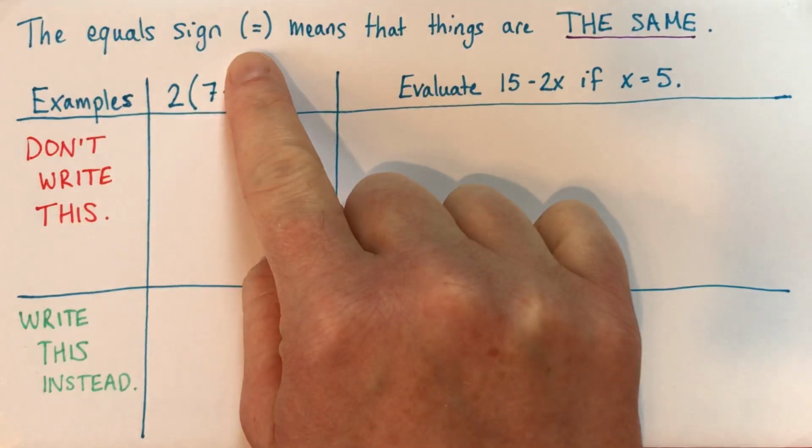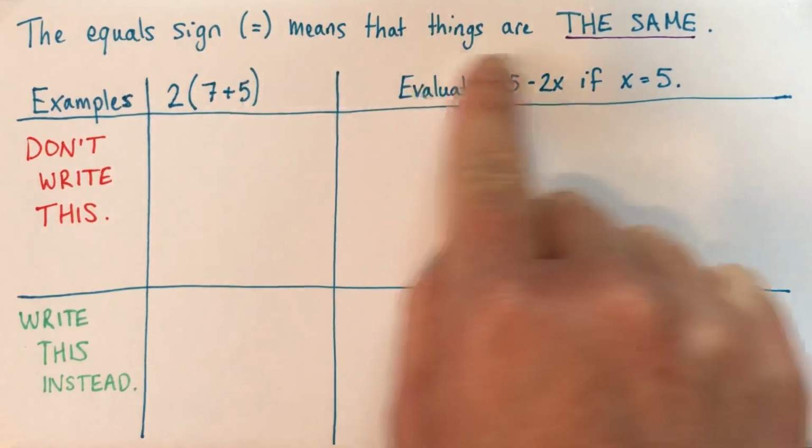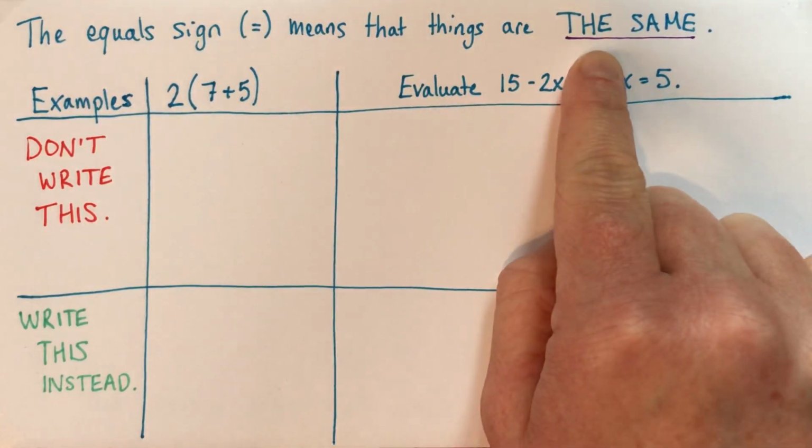Now, a lot of people think that the equal sign means that you should write the answer or write the thing that comes next, but that's actually not what it means. It means that things are the same. So whatever comes before the equal sign and whatever comes after the equal sign.